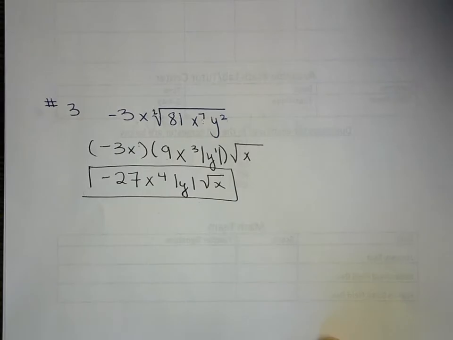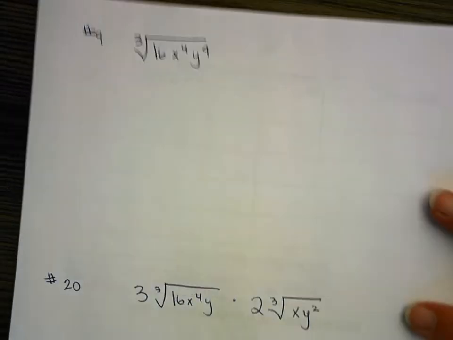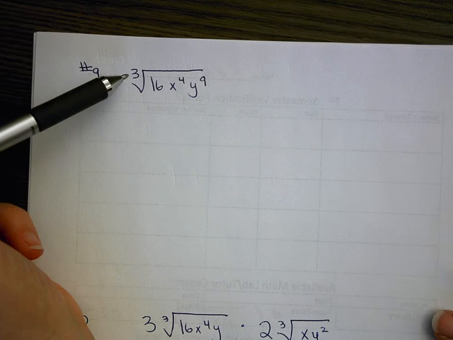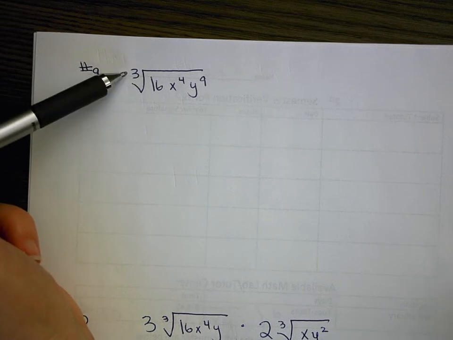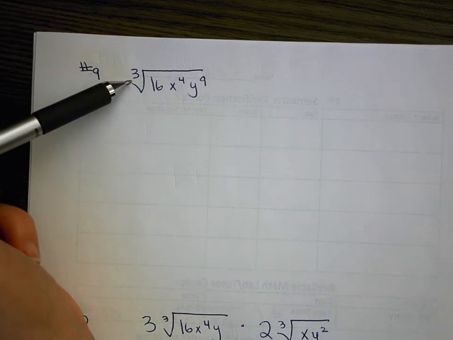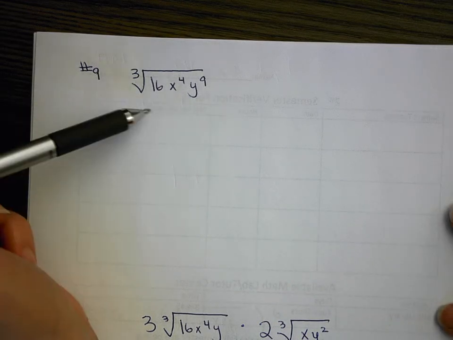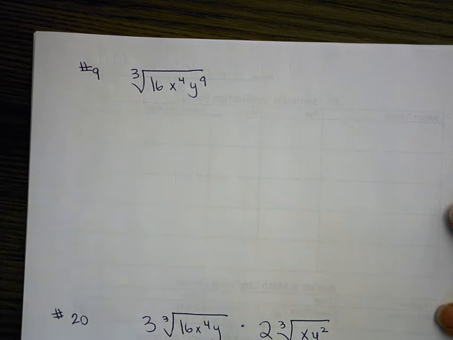All right, and let's take a look at number 9. So this one right here is a cube root. As soon as it becomes a cube root, this is an odd index, so we can have positive, negative numbers, it doesn't matter, right? Because the cube root of a negative is fine, the cube root of a positive is fine, so we don't have to worry about absolute values. So then we just have to find the roots of everything.